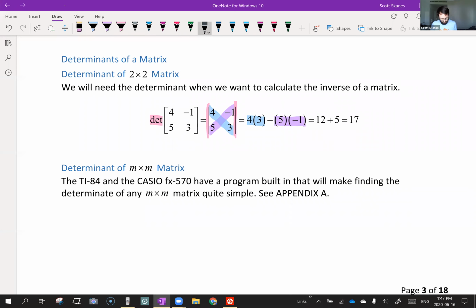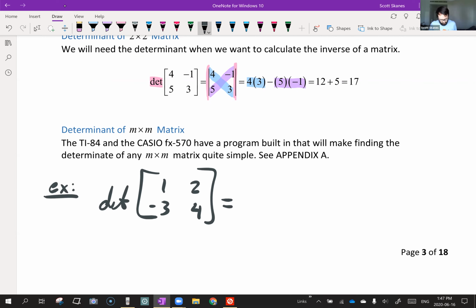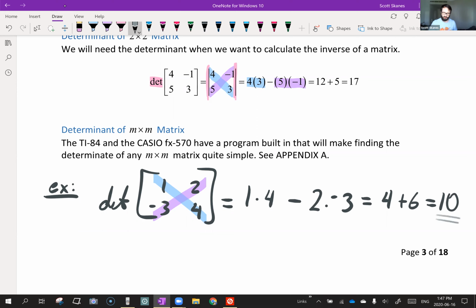We can do another determinant if we want. I'll give you another example here. What if we want the determinant of 1, 2, -3, and 4? Well, you would just need to do 1 times 4, because we're doing the diagonal, minus these two multiplied. So I like to go top left, top right. So 2 times -3. That gives 4 plus 6, or 10. So our final answer is 10. That's our determinant, okay? Very simple once again. It's just a simple rule.